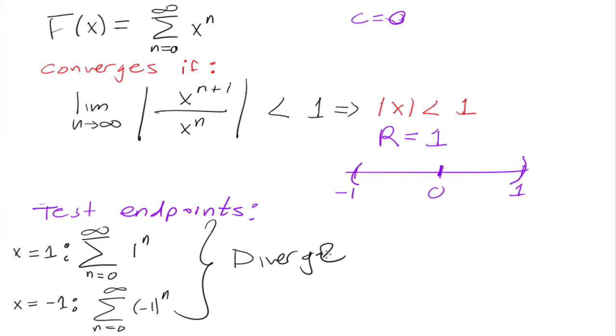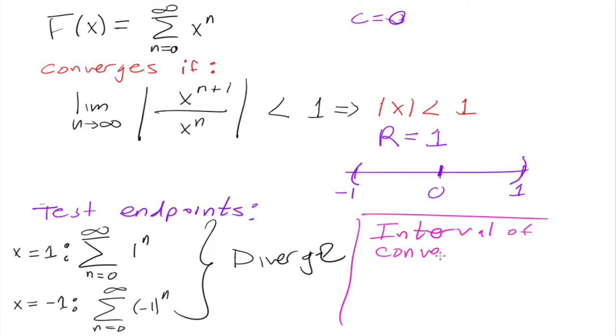So then what you can do is write down what's called the interval of convergence. And the interval of convergence is just exactly what it sounds like. It's the interval on which the series converges, which in this case is from -1 to 1, not including either. It's basically this interval that we wrote down on the number line.